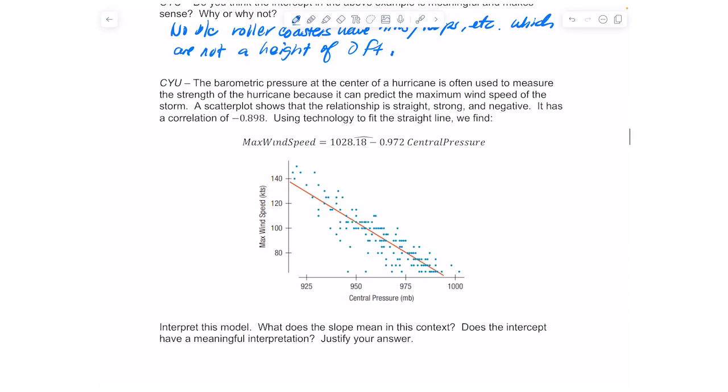You can pause the video and now try this next problem where you're going to interpret the slope and the y-intercept and reflect on if the y-intercept is meaningful. And then you can unpause when you're ready.